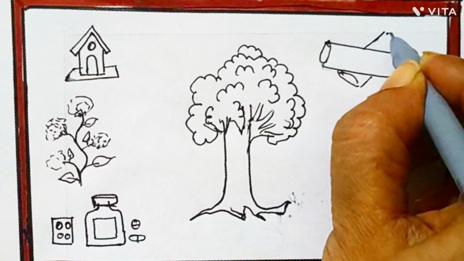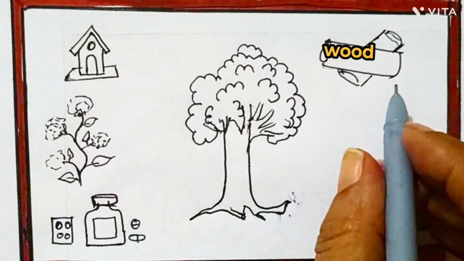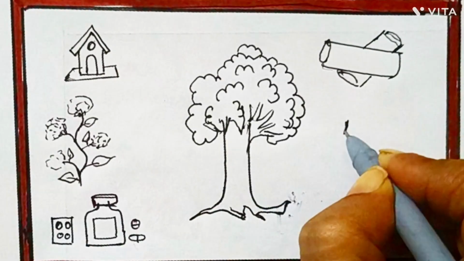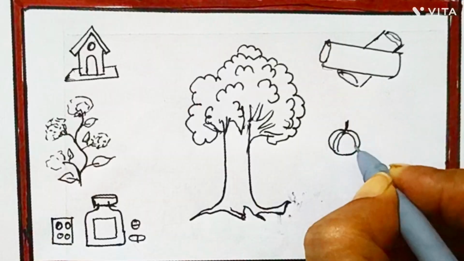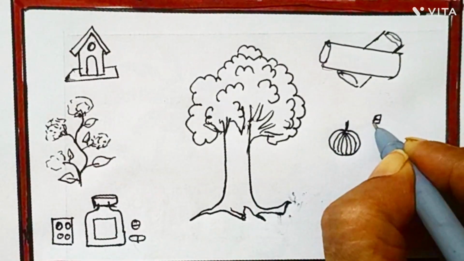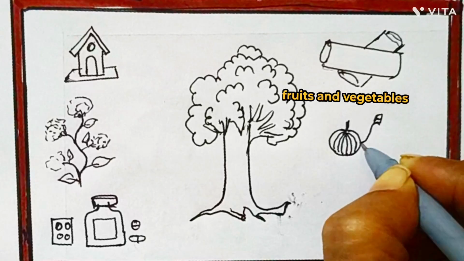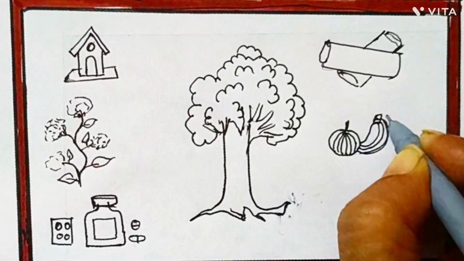Trees also provide wood, which is used to make furniture, colors, and many useful items. From trees, we get many fruits and vegetables. These foods are healthy and help us grow strong and stay fit.